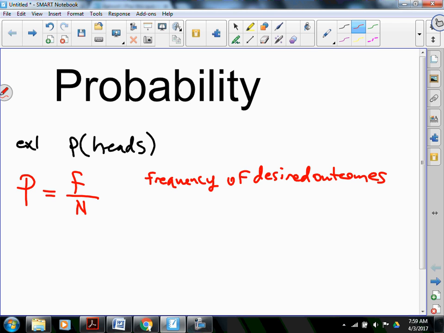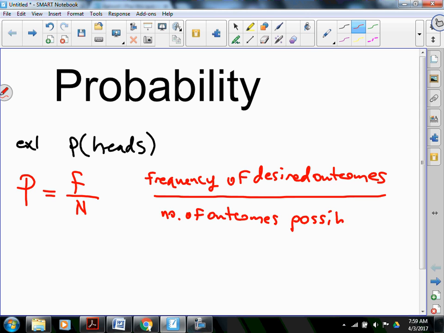So the N, what on earth is N? Notice I used capital N. N is the number of outcomes possible. So probability is a fraction. It's a ratio. That's why it's in Chapter 8 in some Algebra 2 textbooks, and that's why it's going to be on this chapter test.